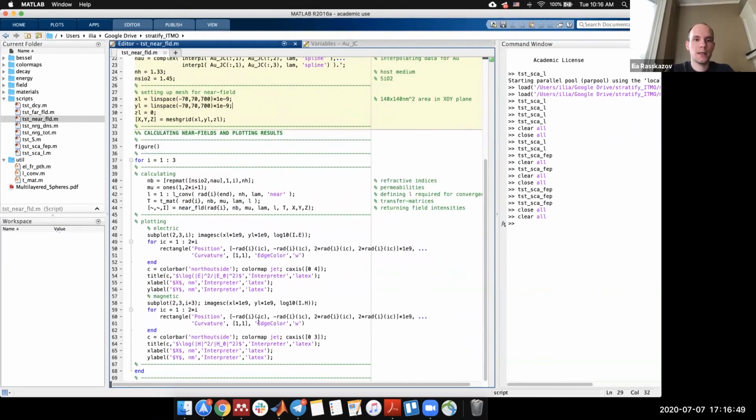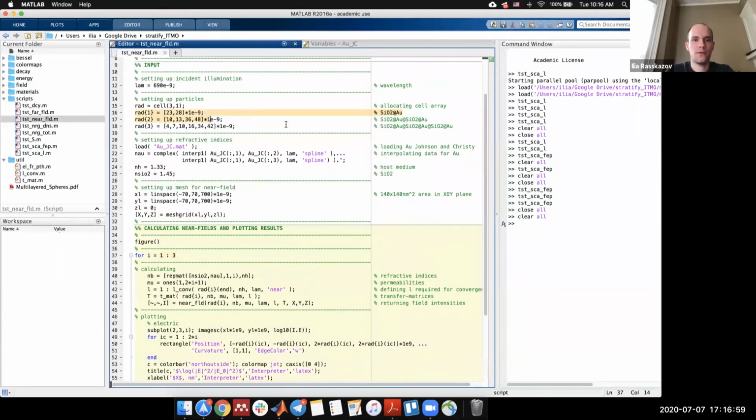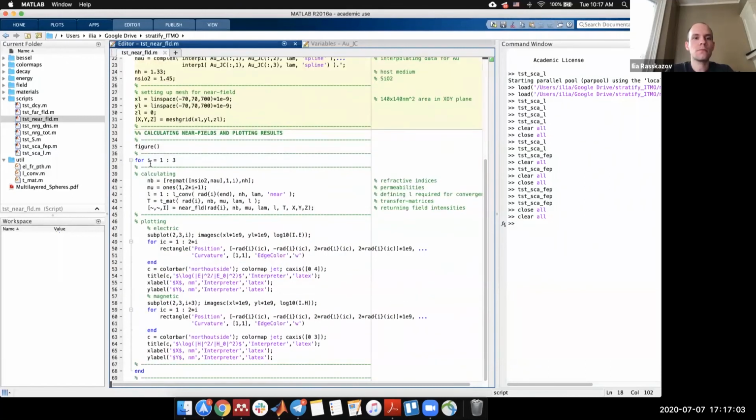And basically, I'm creating the loop, and the loop is for 3 different combinations. I have 3 different combinations of particles. What I'm doing here is setting up refractive indices, setting up the permeabilities, calculating again the maximum cutoff for angular momentum, and the transfer matrices, and from transfer matrices I can get near field distribution, which is again sort of straightforward from the lecture, and plotting results, and this is it.